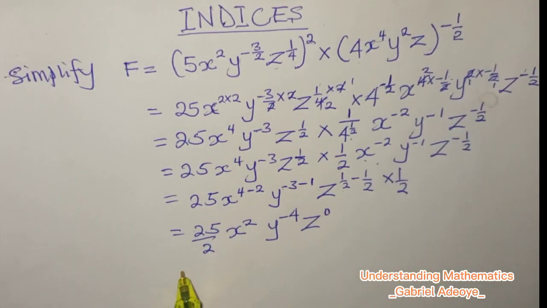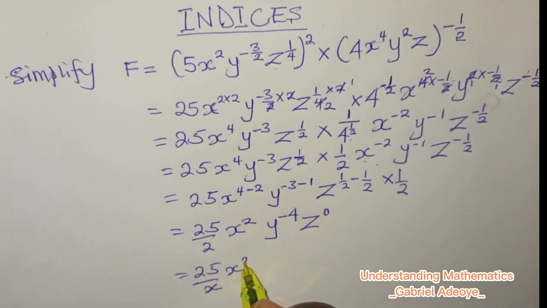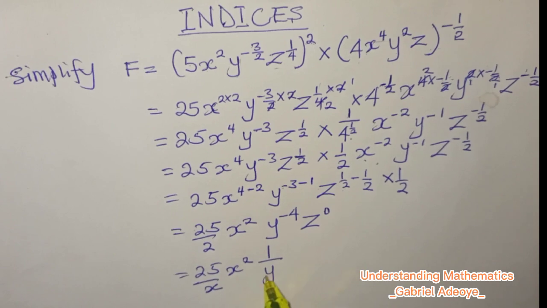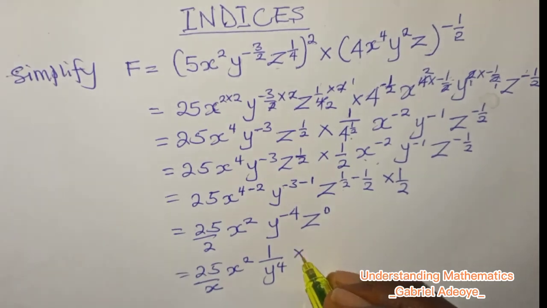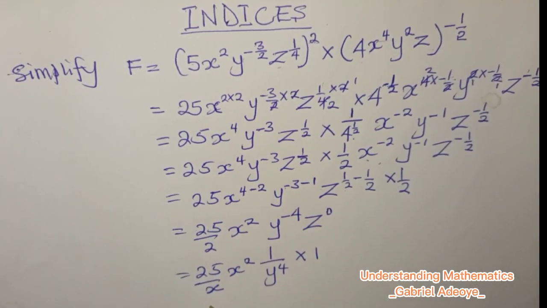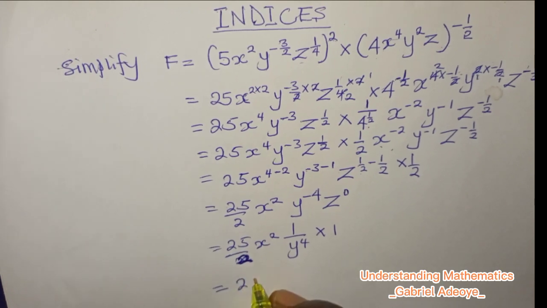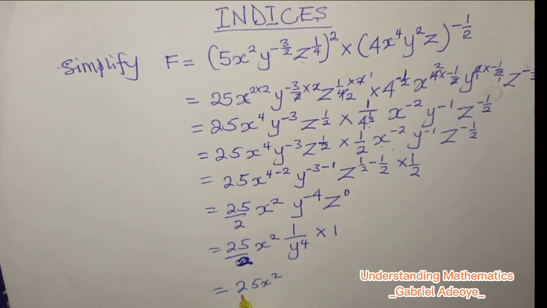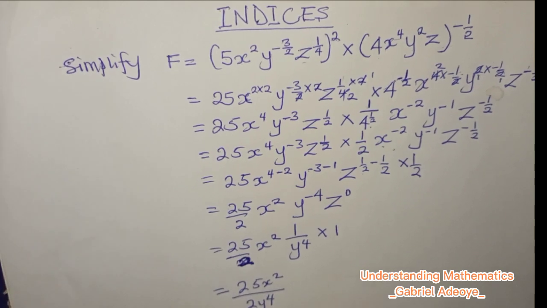Then next we have 25 over 2 x squared. Like I said before, this is the reciprocal of y raised to the power 4. Then we have z raised to the power 0. Anything raised to the power 0 is 1, so times 1. So here you basically have 25 over 2. So now we have 25 x squared times 1 times 1, which gives us 25 x squared over 2y raised to the power of 4 as the final answer.